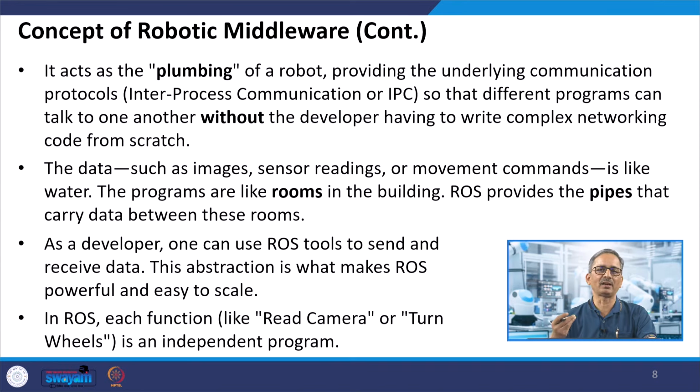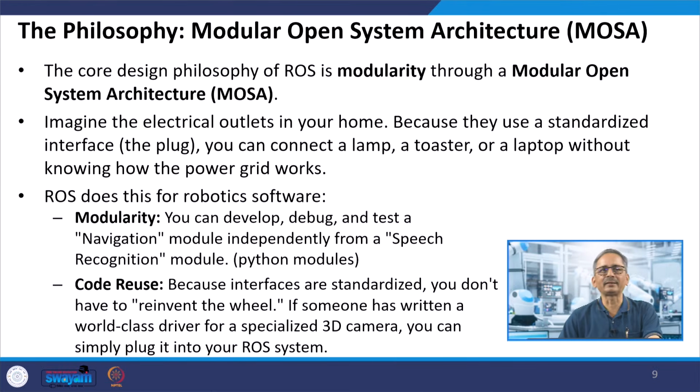So, through this analogy we can try to understand. As a developer, one can use ROS tools to send and receive data, and this abstraction is what makes ROS powerful and easy to scale. And in ROS, each function like, say, read camera or turn wheel is an independent program. Next, let us look at the philosophy.